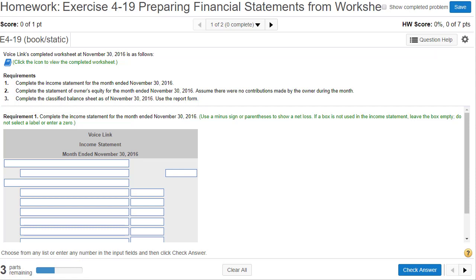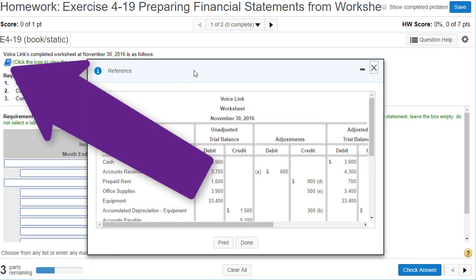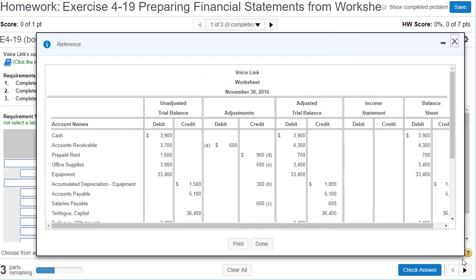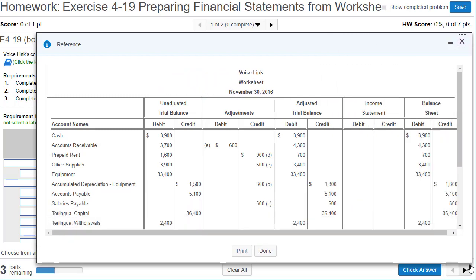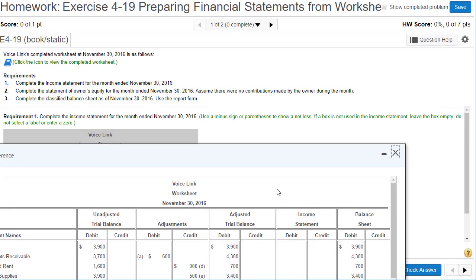Exercise 4-19, we're going to prepare financial statements from a worksheet. So VoiceLink's completed worksheet as of November 30th is as follows. So we click on here. Now this is kind of small. I'm going to readjust the size. You at home might decide to print it, whatever works best for you.